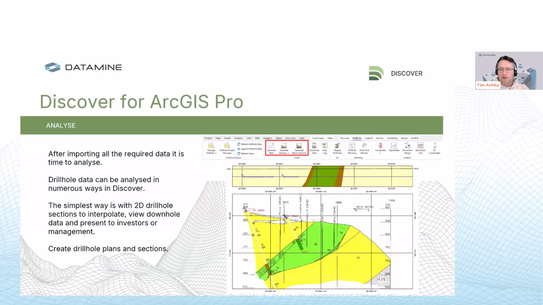So like I said, you can create drill hole plans and sections. These can be in 2D and also 3D. So in ArcGIS, it's a 3D scene or a local scene. In MapInfo, it would be Discover 3D.